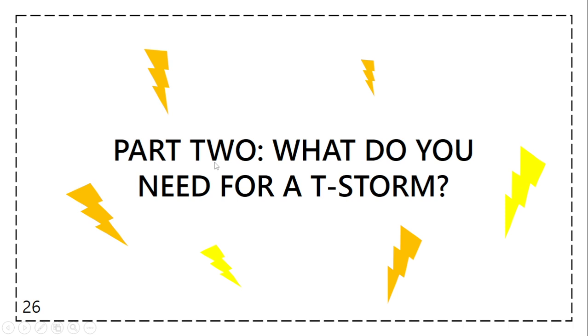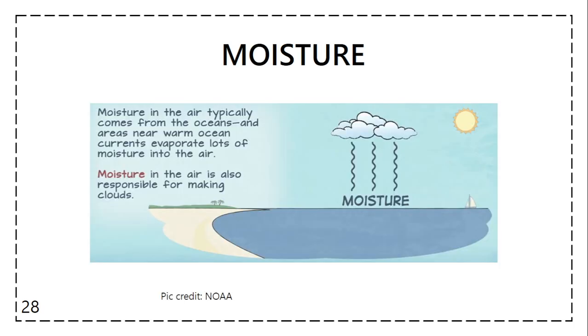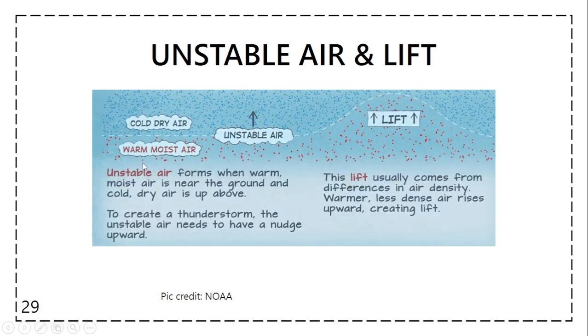Part 2. What do you need for a thunderstorm? Three main ingredients here in the list: moisture, unstable air, lift. I'm about to explain them. Moisture. Moisture in the air typically comes from the ocean, and areas near warm ocean often evaporate lots of moisture into the air. That's where moisture comes from. Moisture in the air is also responsible for making clouds. You see the development here in the diagram, showing really nicely these clouds developed by the moisture.